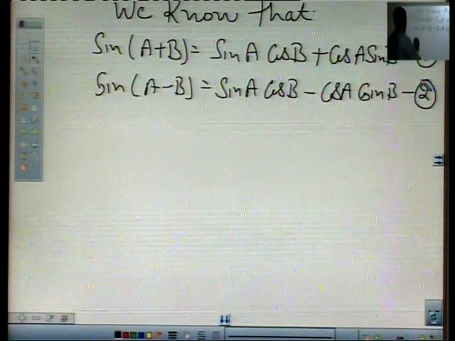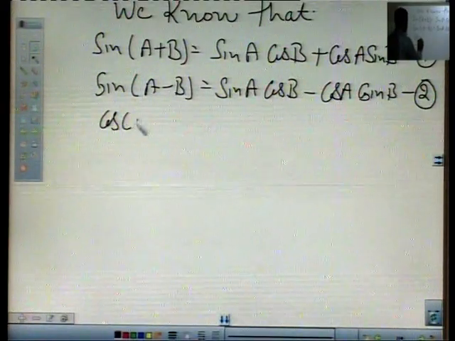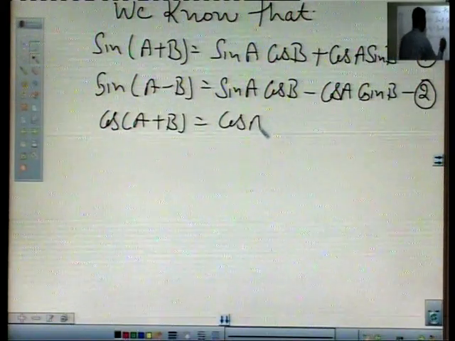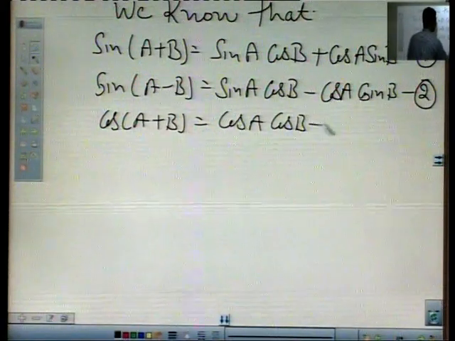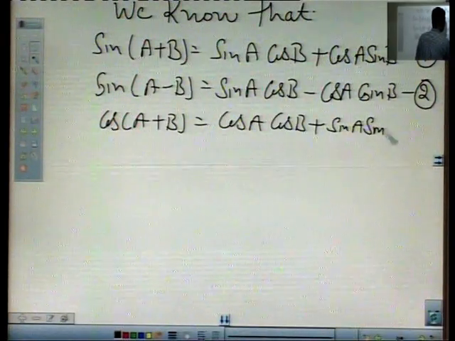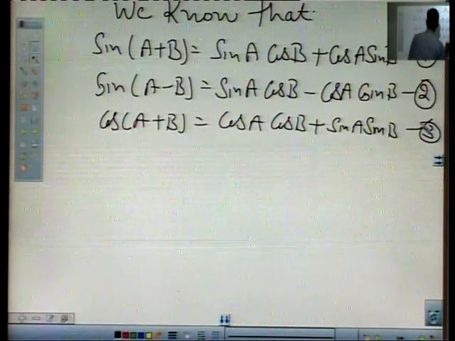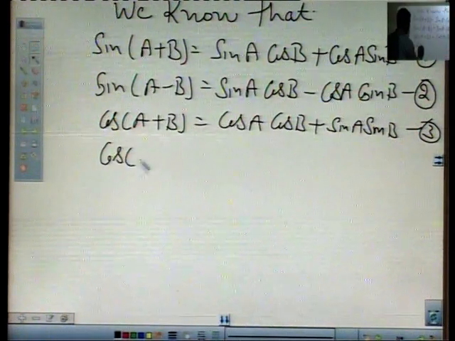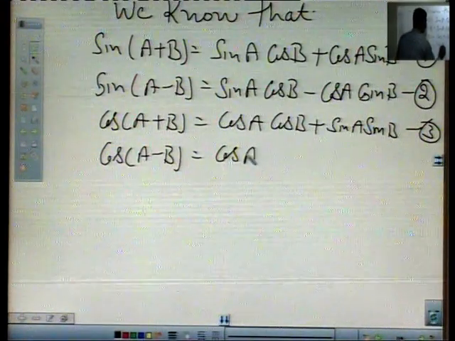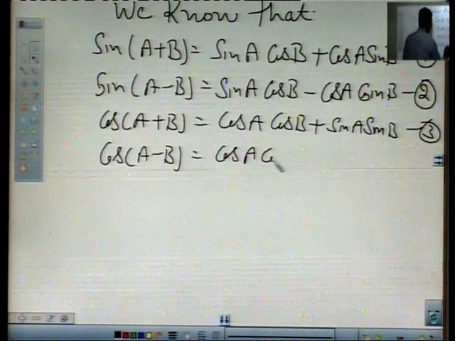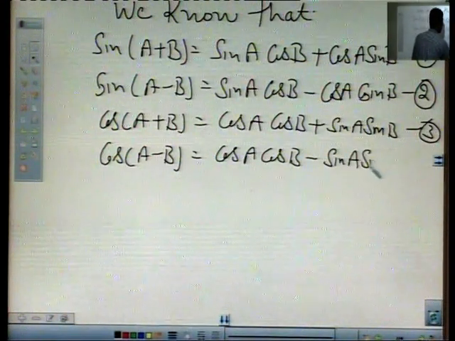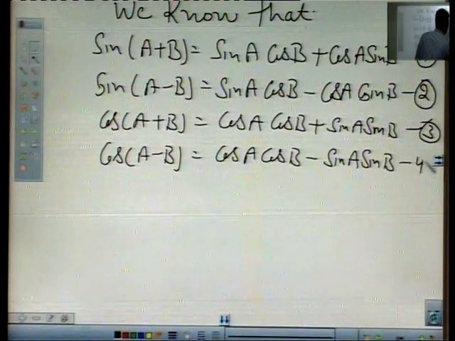Similarly, cos of A plus B is cos of A cos of B minus sine of A sine of B, and cos of A minus B is cos of A cos of B plus sine of A sine of B.